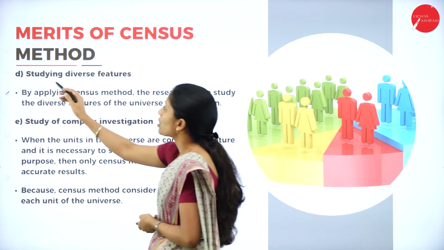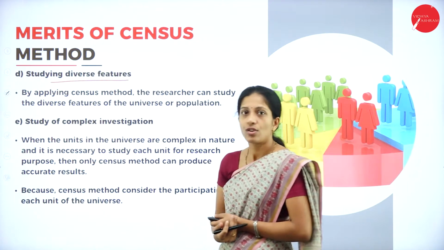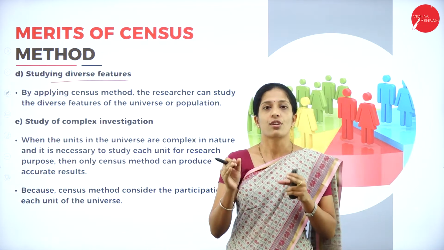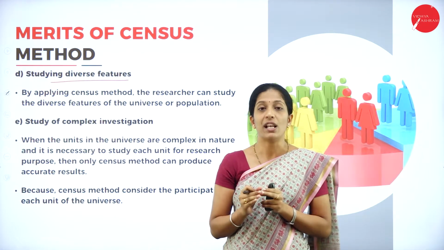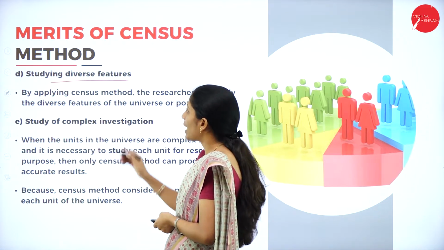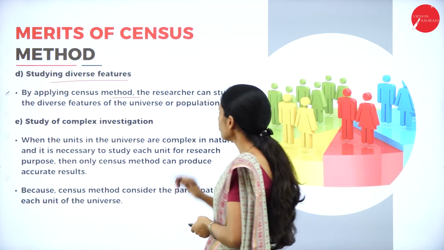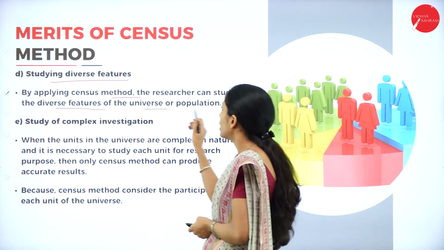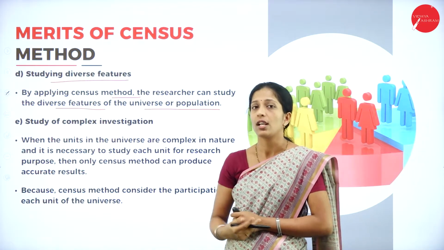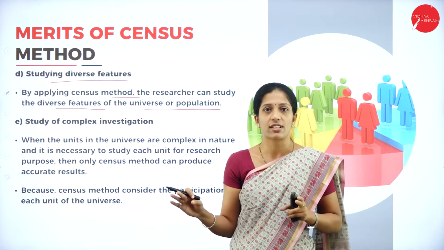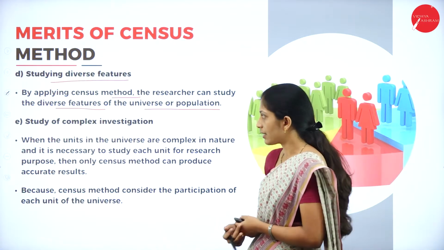Next one is studying diverse features. A lot of information can be collected, so it's not only confined to a group of people. By applying the census method, the researcher can study diverse features of the universe or population. Diverse in the sense, different or elaborate features can be studied by the researcher.